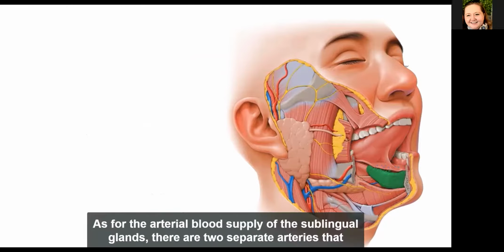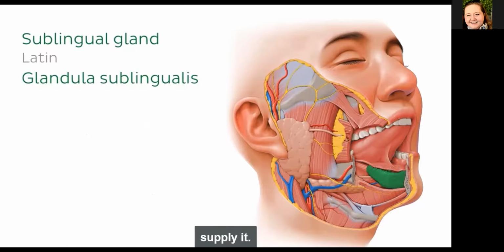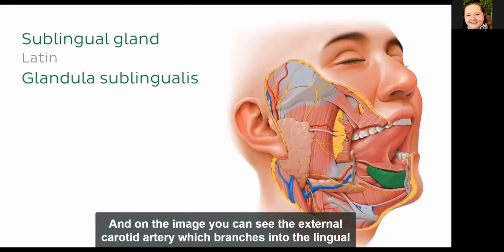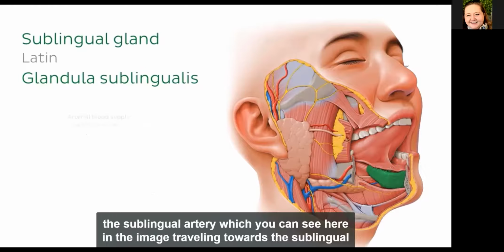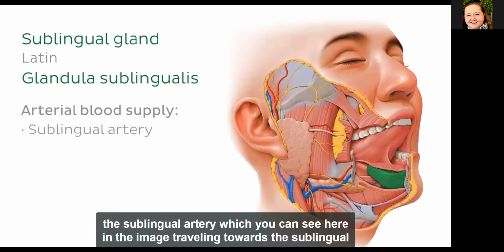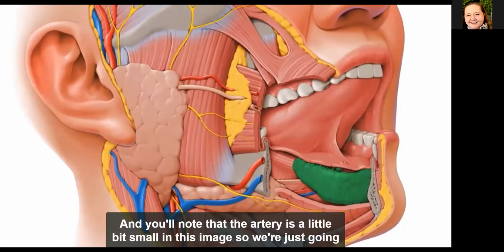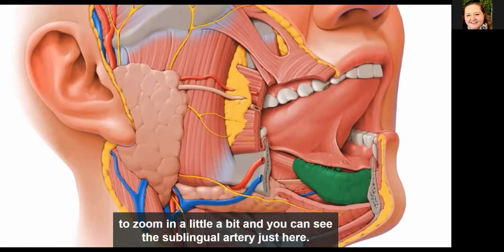As for the arterial blood supply of the sublingual gland, there are two separate arteries that supply it. On the image, you can see the external carotid artery, which branches into the lingual artery. And on this image, you can see the lingual artery giving off a branch called the sublingual artery, which you can see here in the image, traveling towards the sublingual gland. You'll note that the artery is a little bit small in this image, so we're just going to zoom in a little bit, and you can see the sublingual artery just here.